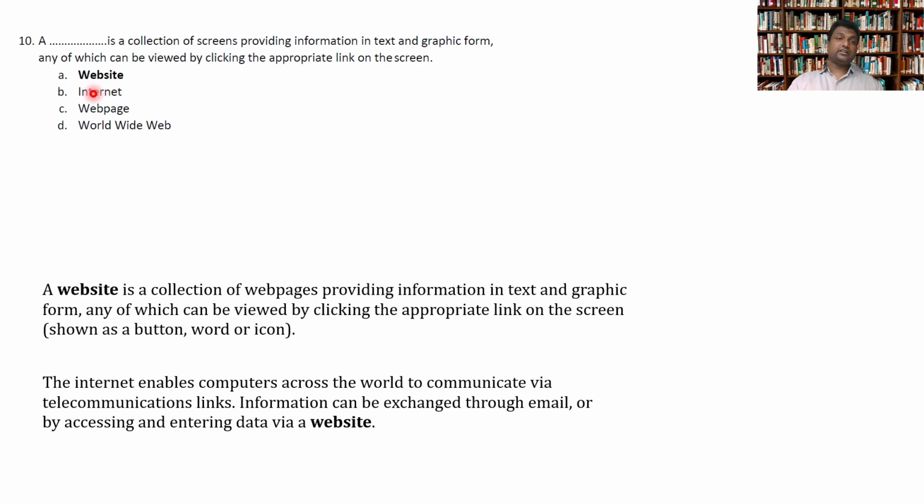So internet is the road to go to a website, and World Wide Web is a term for all the websites, media and information available on internet. So inside World Wide Web, all the information accessible in the internet is available. So internet contains World Wide Web, and in the World Wide Web you can find a lot of websites. So this is how it works. So first answer, a website is a collection of screens providing information like that. Okay, so let's move on to question number 11.